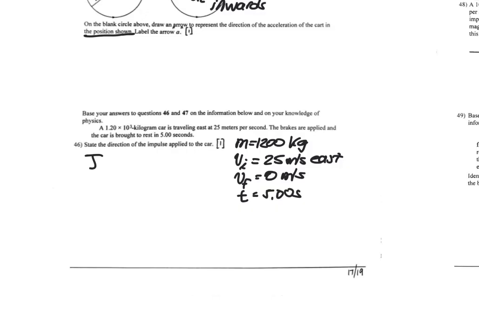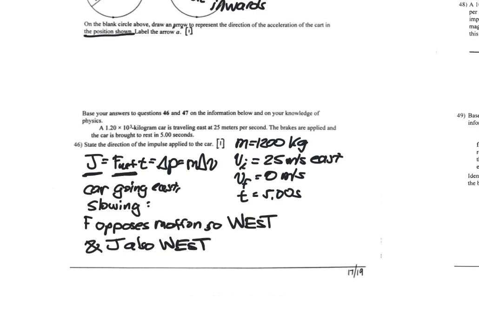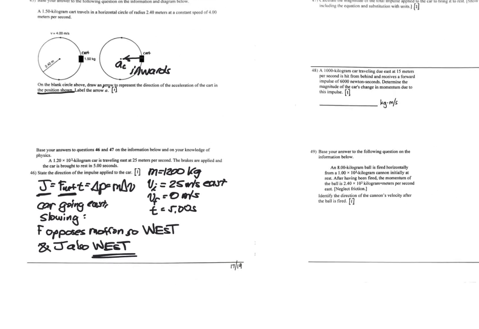Well, impulse is F net t. It causes a change in momentum, which is mass times a change in velocity. But the impulse is the same direction as the force. So the car is traveling east, but it's slowing down, so the force opposes the motion. So the force would be west, and the impulse and the net force are in the same direction, so the impulse is also west.